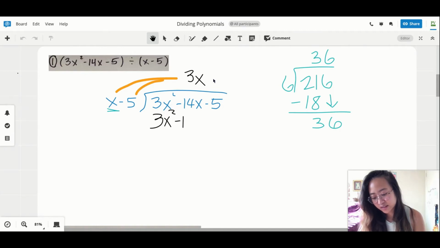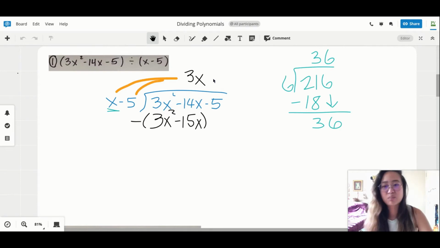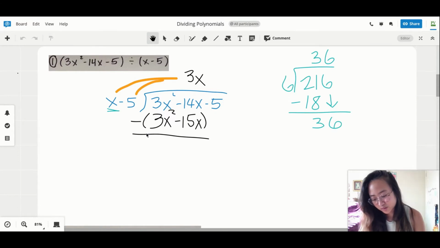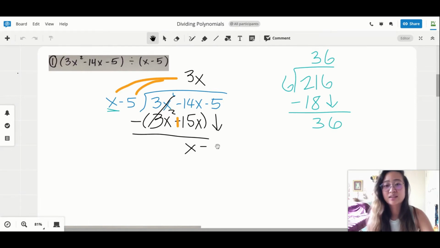15x. And same thing applies where we subtract. So keep in mind that if we are subtracting a negative number, it's going to cancel, or it's going to turn it into plus. So I'm going to cross off this. I know that that's 0, and then I know that this is also a plus now. So then I have x, and also bringing down this 5, we have x minus 5.